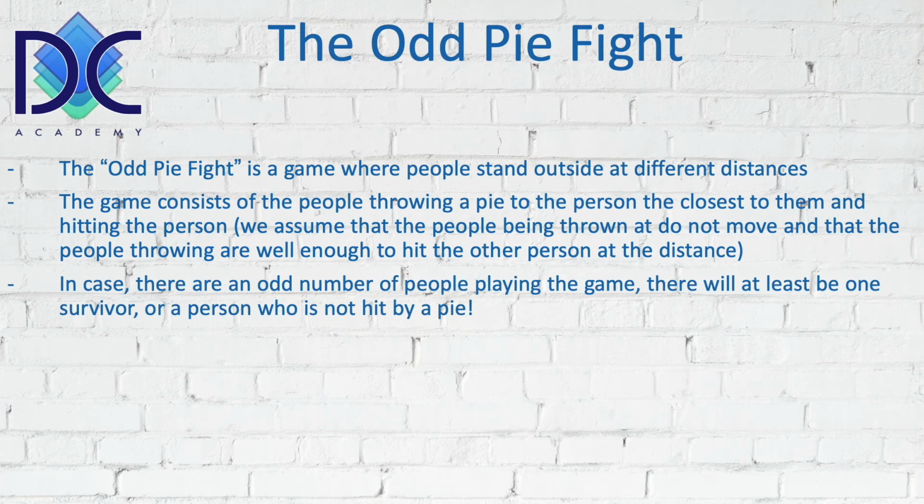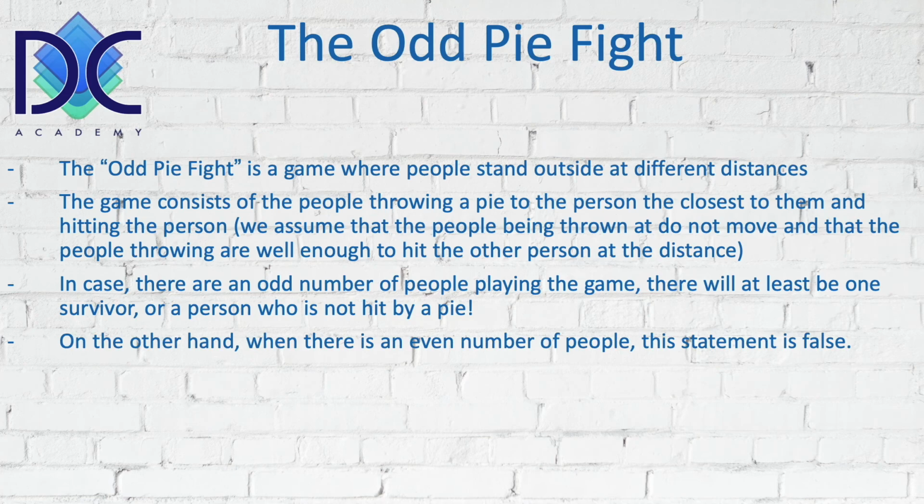Now, what is strange here, when the number of people who are playing the game is odd, we can say that at least one survivor will be there. It means that there is at least one person who is not hit by a pie. This is not the case when there is an even number of people. When there is an even number of people, everybody will be hit by a pie. So there wouldn't be a survivor. Now that's something we are not going to prove.